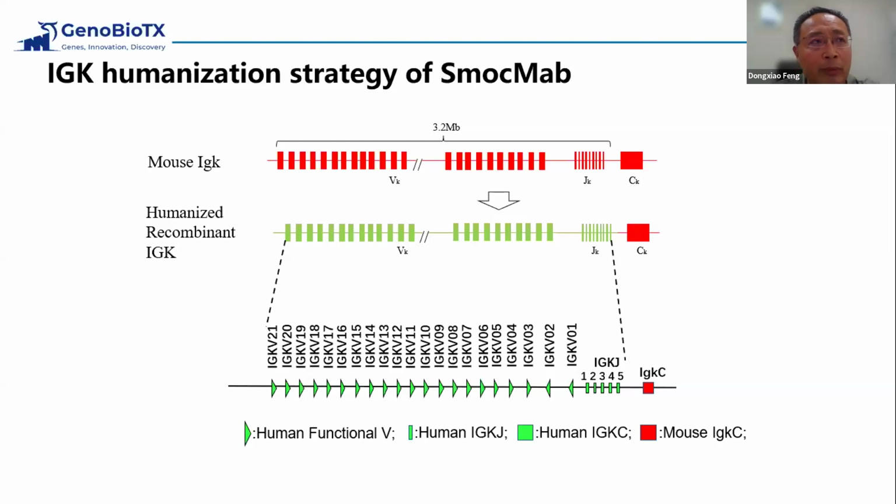Because in human, more than 95% of antibodies are from the kappa region, that's why we didn't humanize the lambda. We just fully knock out the lambda region of the mouse, in order to avoid any mismatch between the human heavy chain and the mouse light chain.